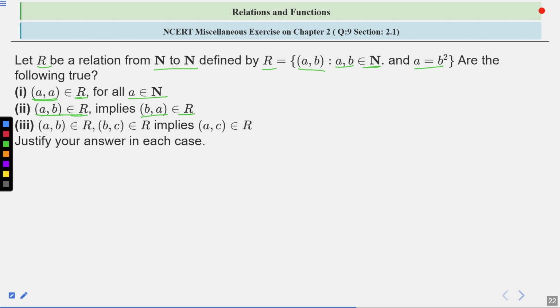And the third says if two pairs are already in the set R, meaning (a, b) and (b, c), then this ordered pair (a, c) is also in the relation R. Quite a simple problem. You'll have some seconds to try this problem, then afterwards we will move on to the solution slide. So your time starts now.